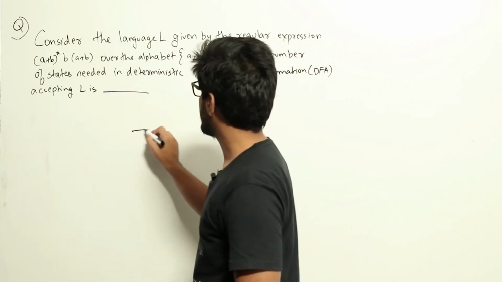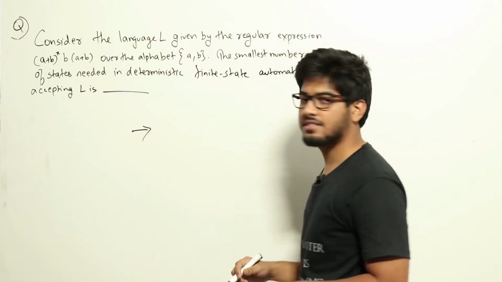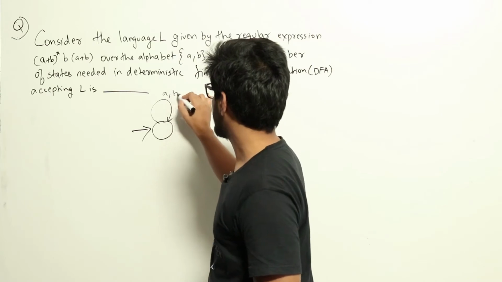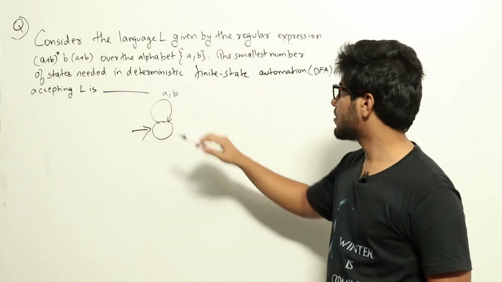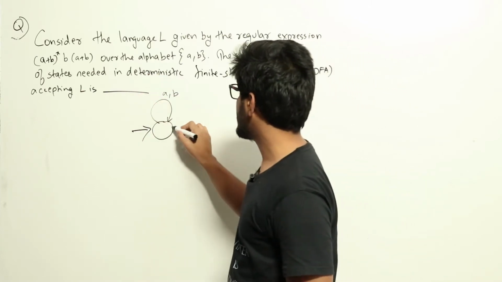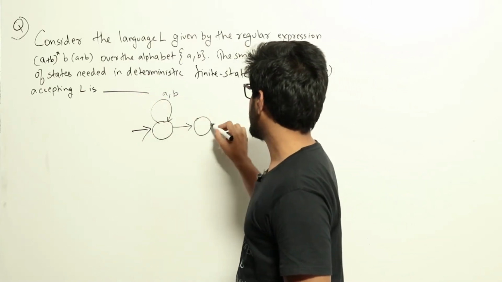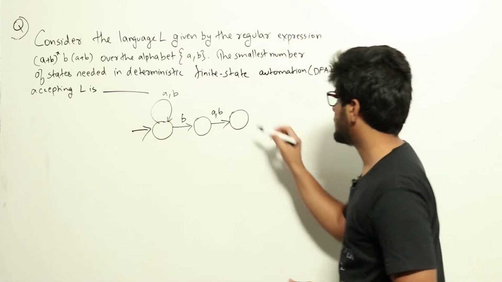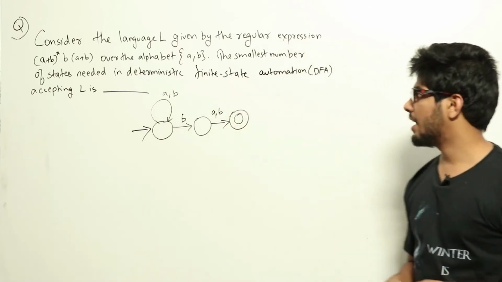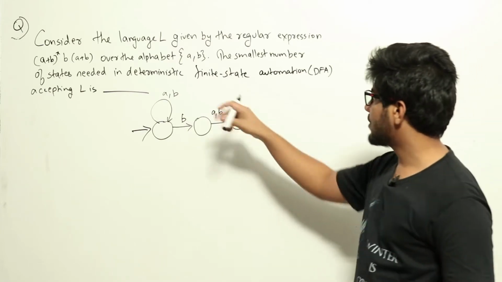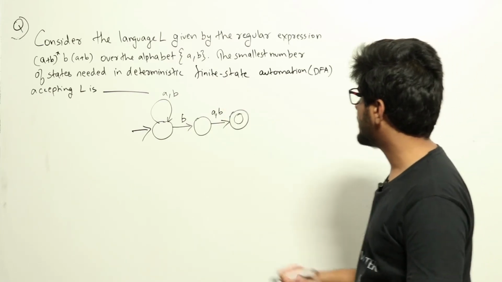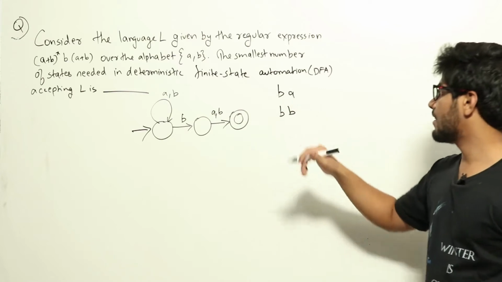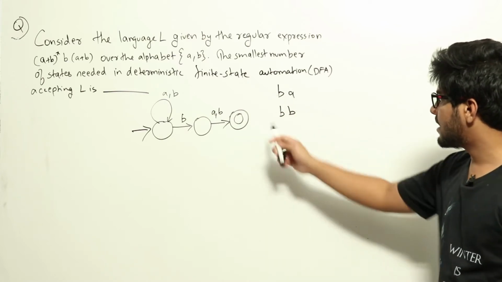It's given that the language is (a + b)*. It starts with (a + b)*, so I will draw it like this. Initially for each a and b we remain in the same state, and then on seeing b we go to the next state, and then on a or b we go to the accepting state. So this is the NFA for this language. What this language does is accept all strings ending with BA or BB. So this is the language, all strings ending with BA or BB, and this is the NFA for this language.